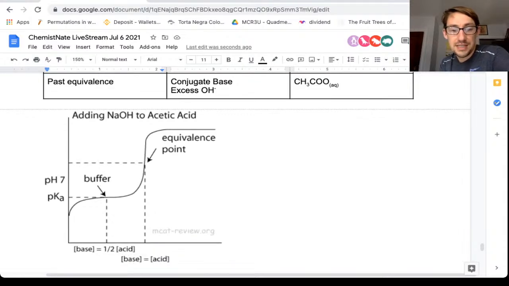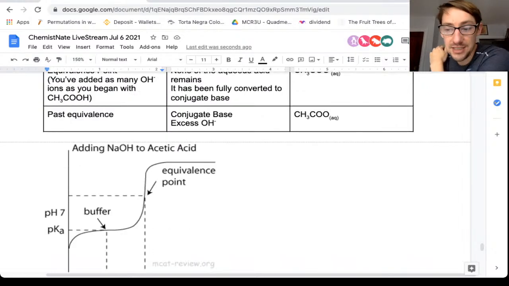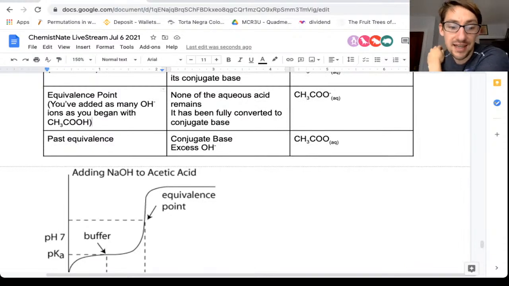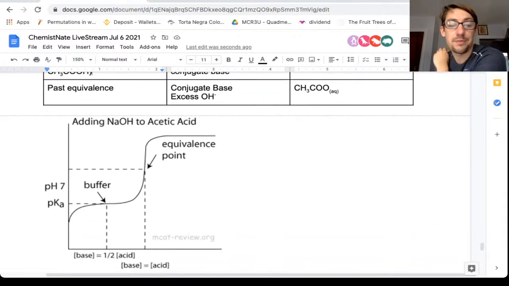Now I want to point out that this buffer point exactly halfway to equivalence, the pH at that point will happen to have been the pKa. That comes from the Henderson-Hasselbalch equation, which, by the way, is what you use to calculate the pH in any of this region except the beginning or end. Anywhere else along here, the Henderson-Hasselbalch equation will work for you.